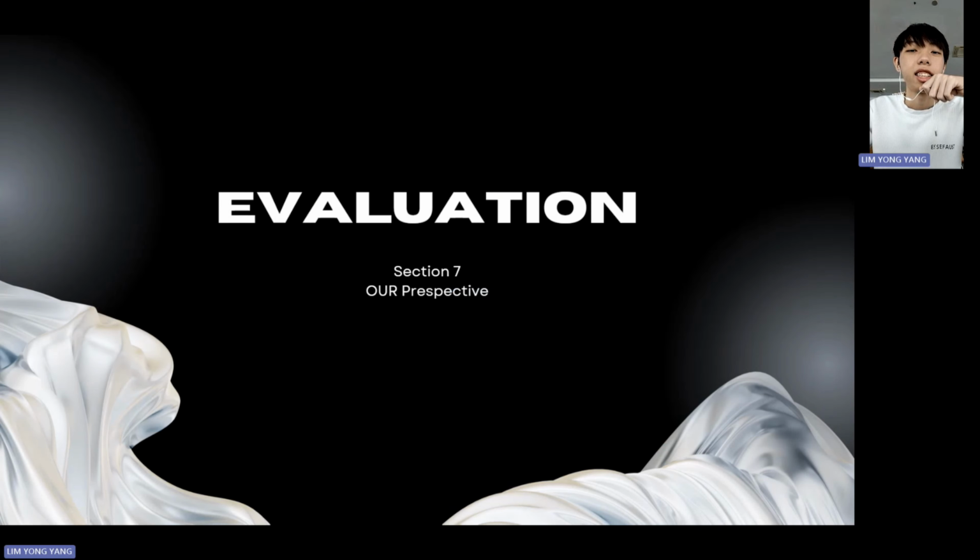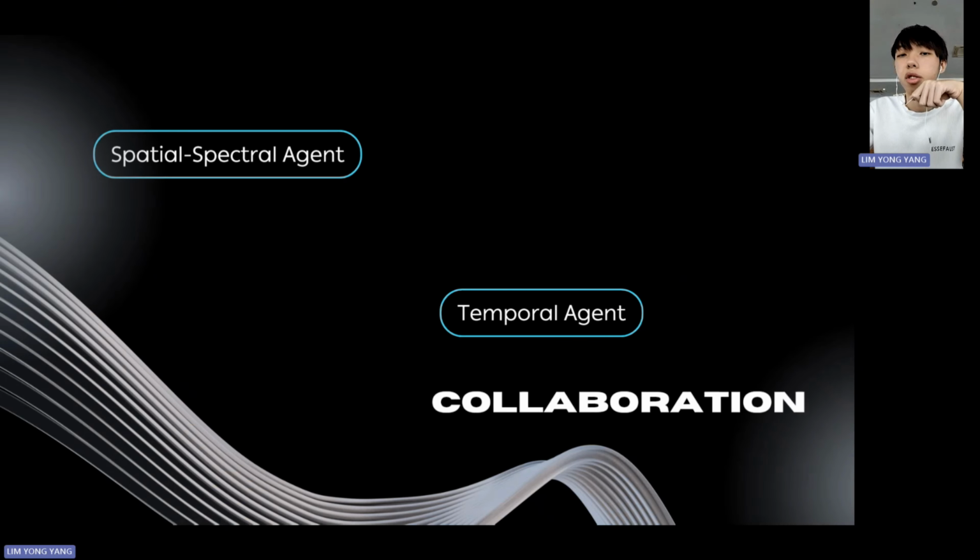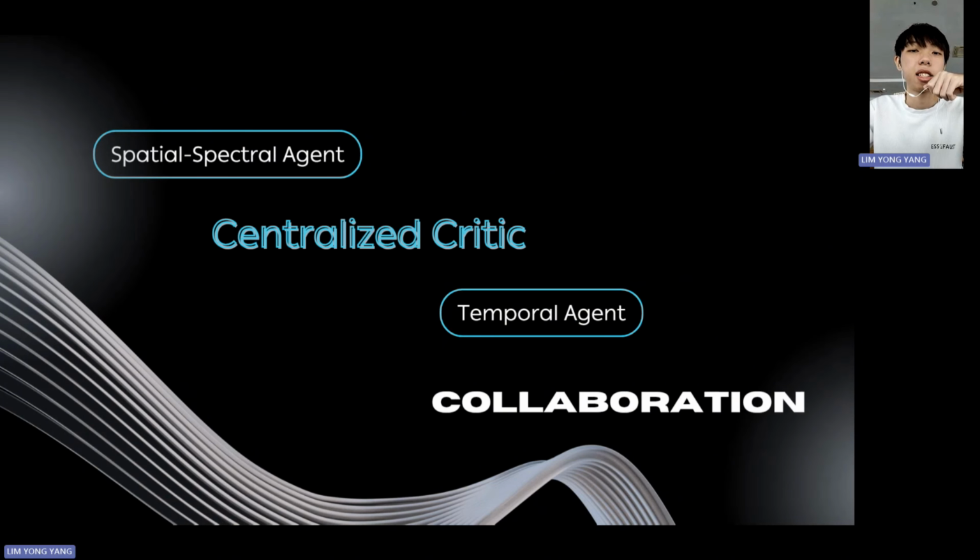So at last, we get into the evaluation part. For us, there are 3 points that we can say are novelties brought out by this paper. The first is about the collaboration. With the assistance of the centralized critic, it's not just that in this structure we put a spatial spectral agent and then a temporal agent. It makes some kind of collaboration between them.